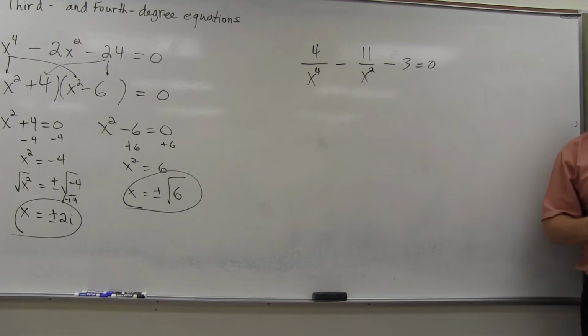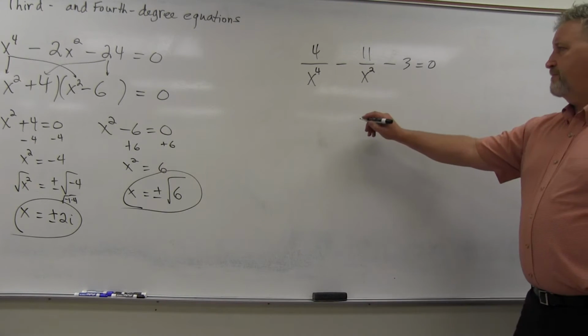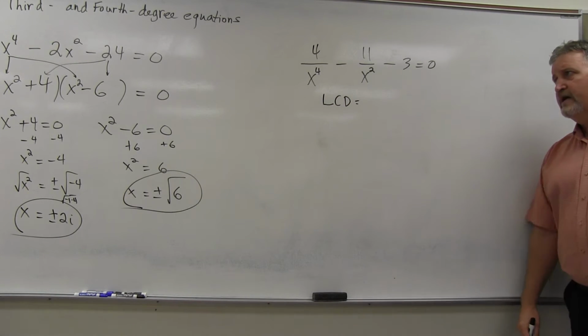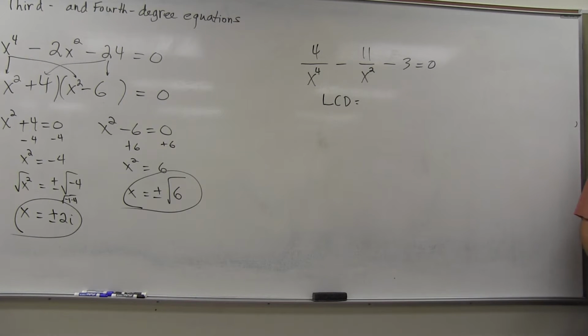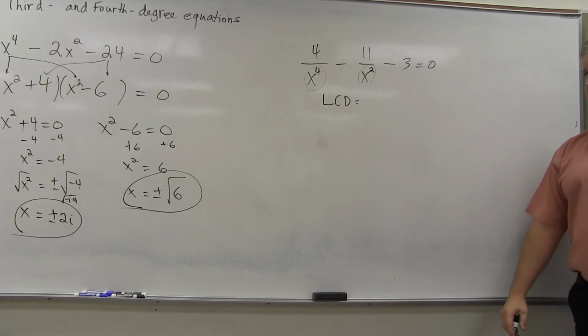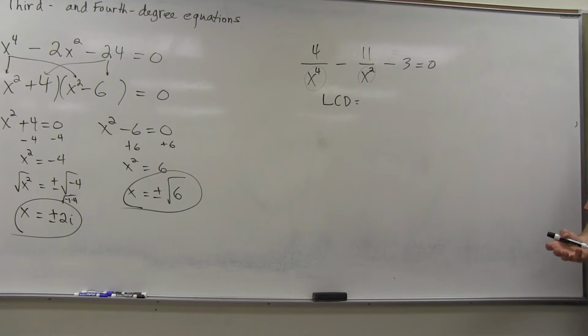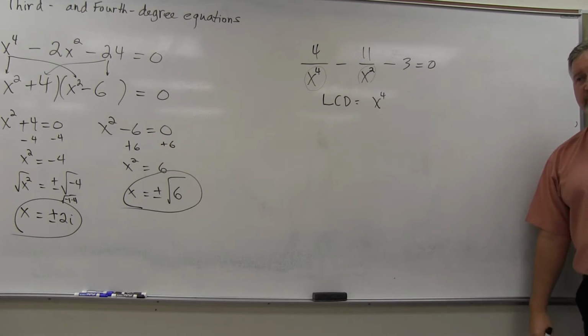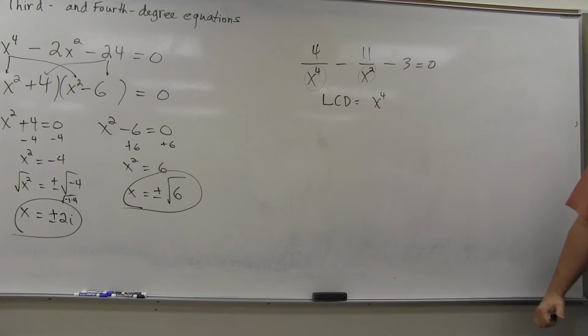One with fractions, and we talked about multiplying by the least common denominator on both sides. That's one way to go at this one. The least common denominator on this one would be, well, what would it be? You got a denominator of x to the 4th, you got a denominator of x squared, and there's a denominator of 1 there, and so x to the 4th, wouldn't it? x to the 4th would be the least common denominator, the multiple of all of those. You need that x to the 4th there.